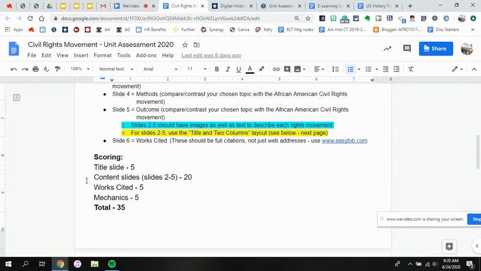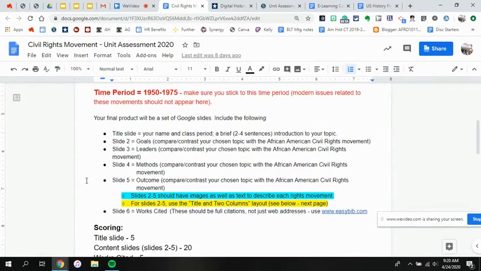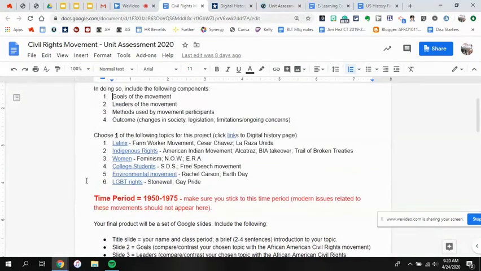It's worth 35 points. Again, you're going to have to do a little additional reading beyond what we've already covered, and it'll take a little bit of prep time to put this together. So the deadline is going to be end of the week. I would get going on this one as soon as possible so that you're not falling behind.